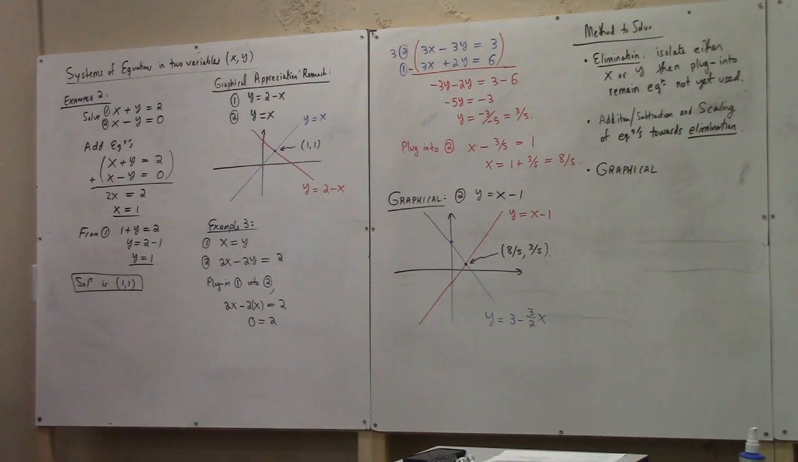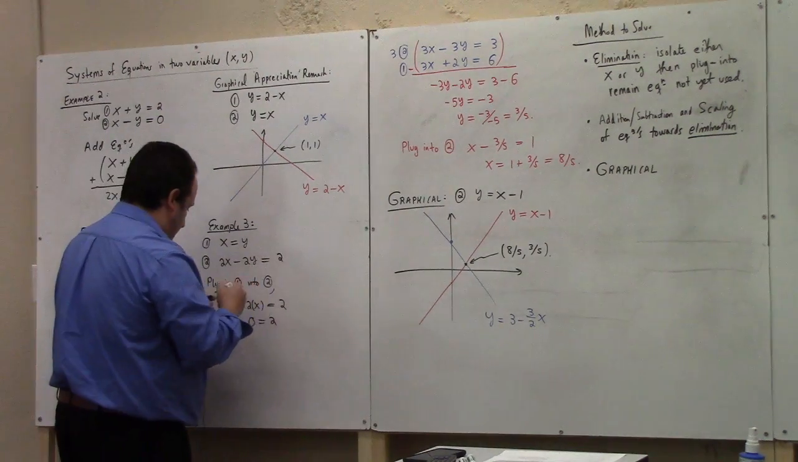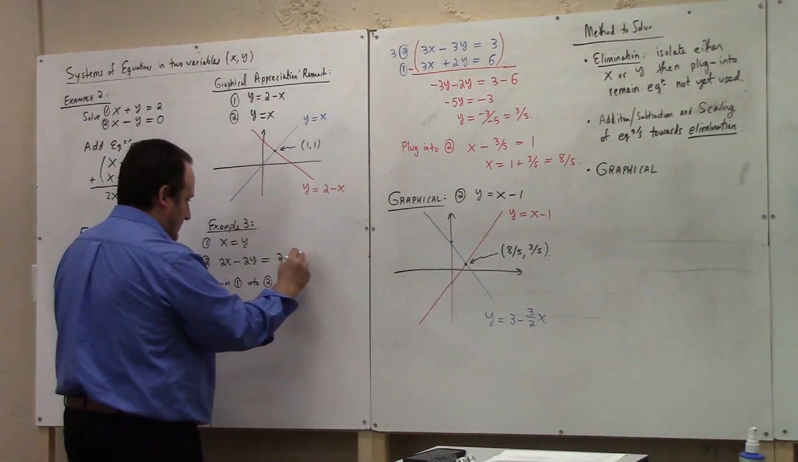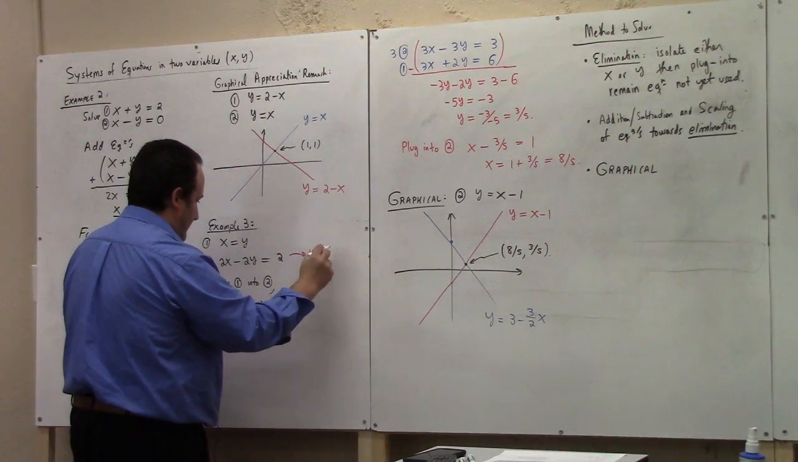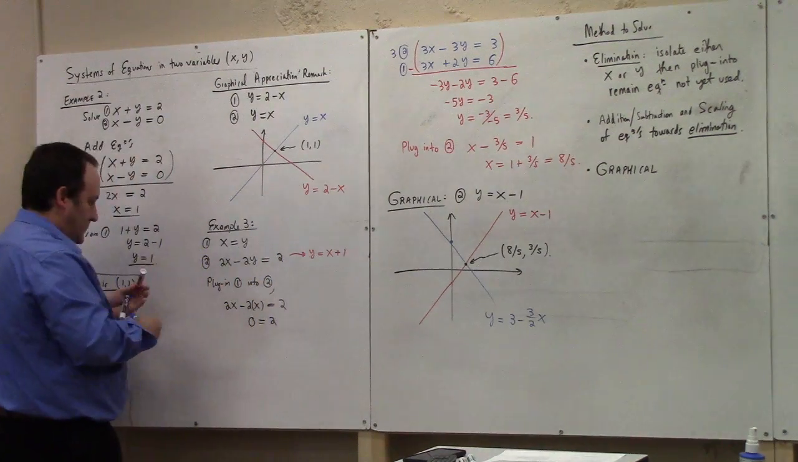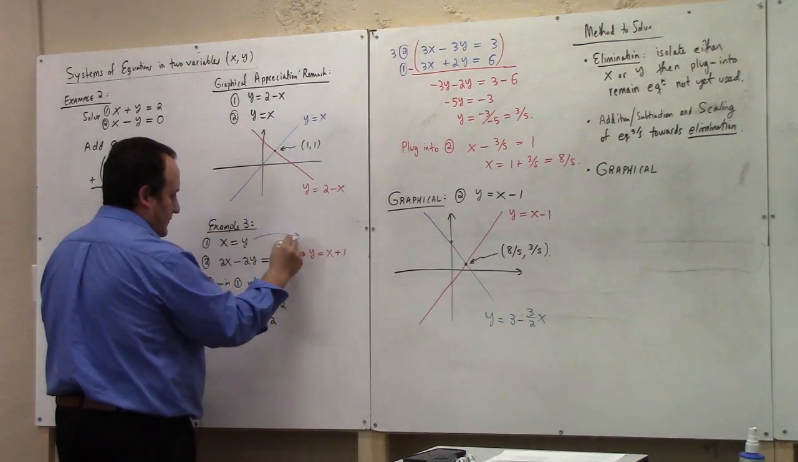had slope 1. The blue one in example 1 had slope minus 3/2. Those are not perpendicular, right? They're just what's called skew. This here, if you just take equation 2 and solve for y, what do you get? You get x plus 1. Whereas the first one, of course, you just get y equals x.